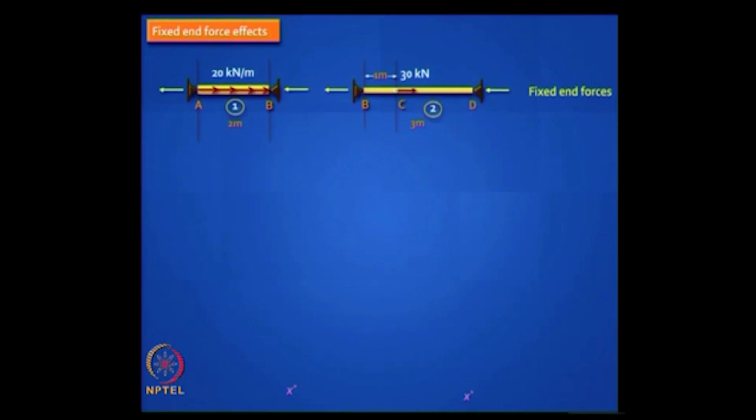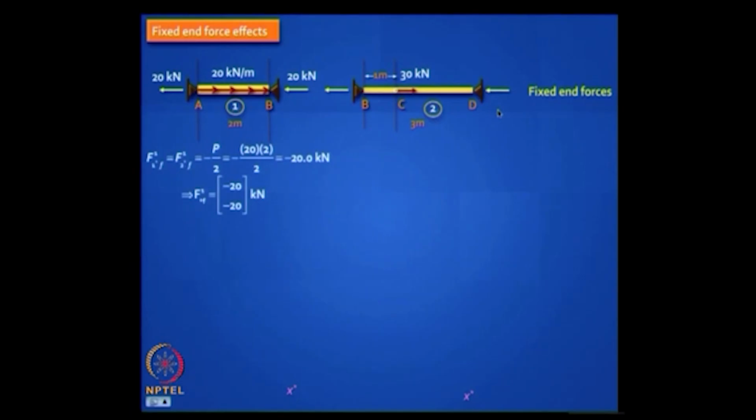Now you need to find the fixed end forces, okay. Can you tell me what the fixed end forces are? What are the reactions you get in the first element? What do you think this will be? 20. Tell me the answer. 20 and 20. 20 into 2 is 40, it will be shared equally, so you get 20 20 there, and here how much of 30 will go here? 20, 2/3, right? This is 1 meter, and how much will go there? 10.